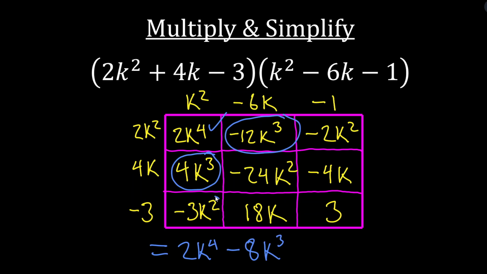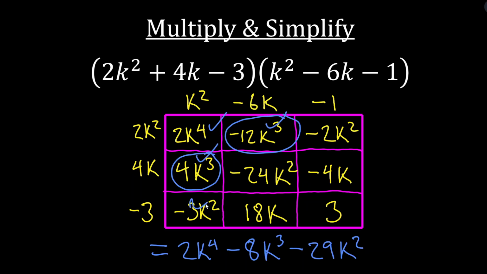Now look at these k squareds. 1, 2, 3. Let me make my circles a little better. I might just erase them, actually. We're just going to identify these are the 3 because I don't want to cover up these negatives. We have negative 3k squared, negative 24k squared, negative 2k squared. So let's see. Minus 3 minus 24, that's minus 27. And then minus 2, that's minus 29. Minus 29k squared.